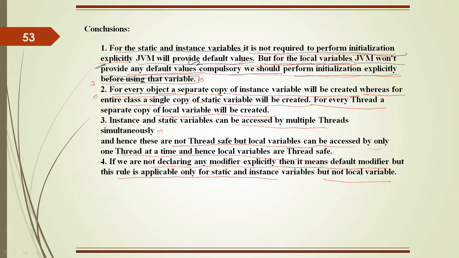For every object, a separate copy of an instance variable will be created, whereas for the entire class, a single copy of a static variable will be created. Copy is not created for a static, initialization is happening. If you're not understanding, copy is created like this. In that example, I did t.x = a. Then a copy is created. Why? Because x is an instance variable, so a copy will be created.